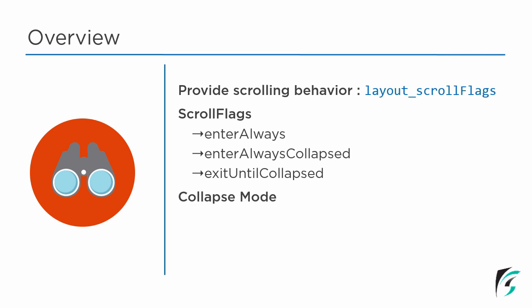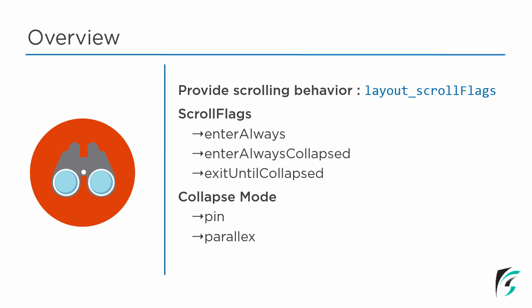The next will be the collapse mode. Because the collapsing toolbar layout has the response of collapsing to the scroll event, the collapsing modes are of two types. The collapse mode may be pin or parallax. We will be implementing these two collapse modes in our application and looking the difference between them.